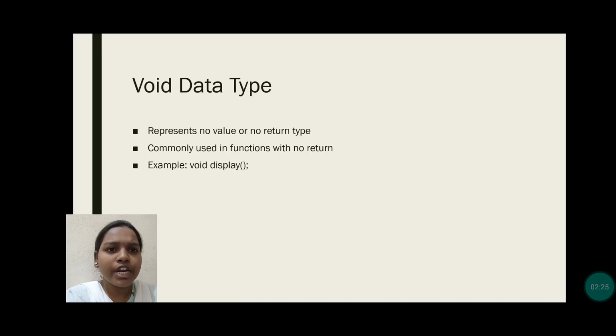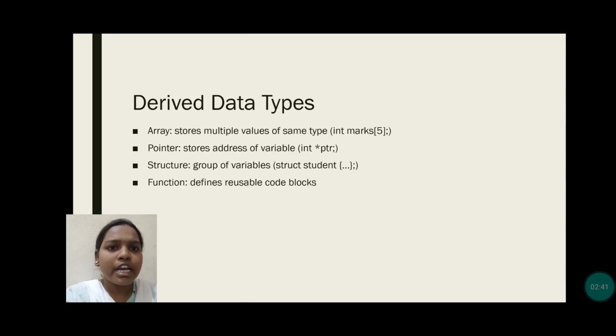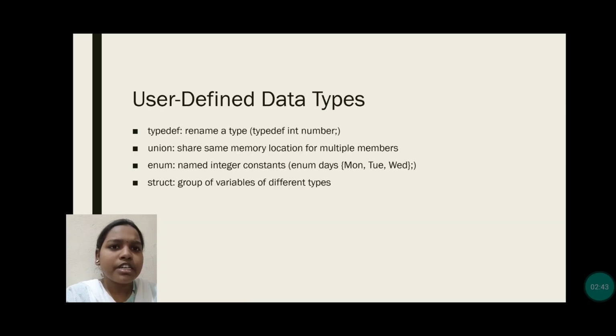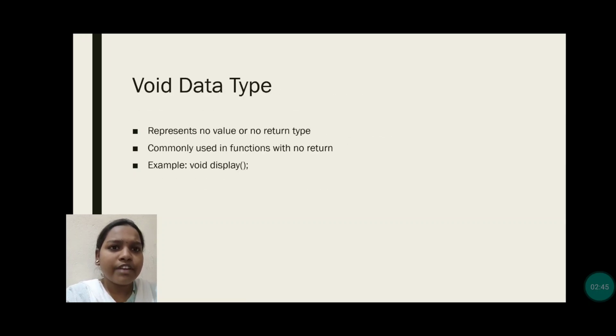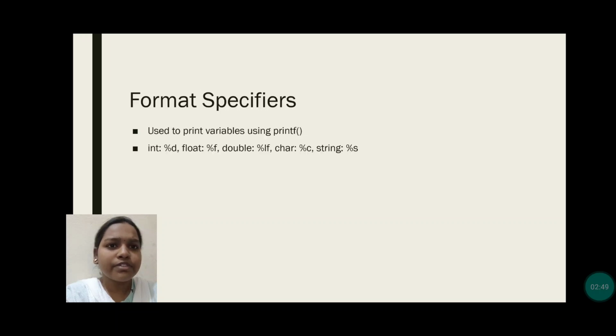And the last one is the void data type. It represents no value or no return type, commonly used in functions with no return. An example is a void display function. These are the four main types of data types: primary data types, derived data types, user defined data types and void data types. Let us move to the next topic, that is variables.